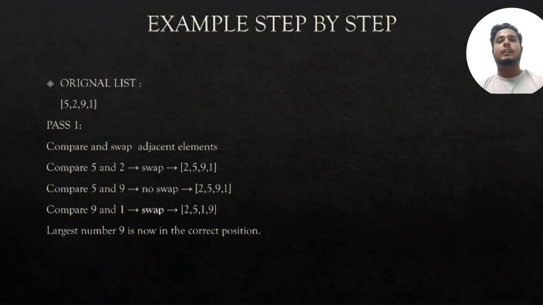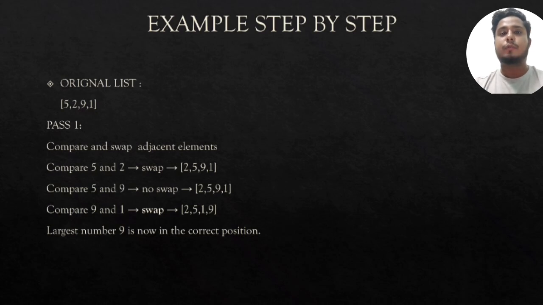So here let us understand it by a simple step-by-step example. I have taken the original list 5, 2, 9 and 1. In pass 1, it will compare the elements 5 and 2. Between 5 and 2, 5 is greater and 2 is smaller, so it will swap them. Then again it will move to the next elements, 5 and 9. Between 5 and 9, they are in the correct order because 5 is smaller and 9 is greater. So it will not swap.